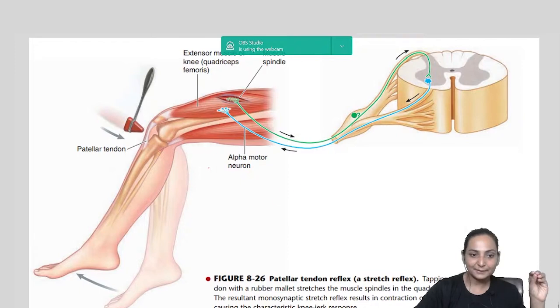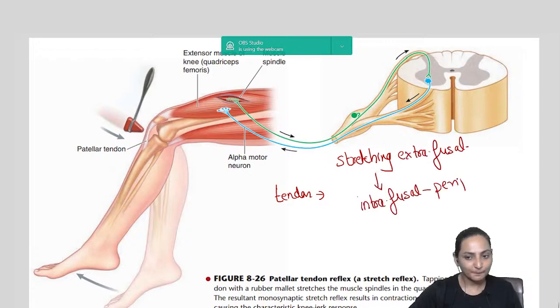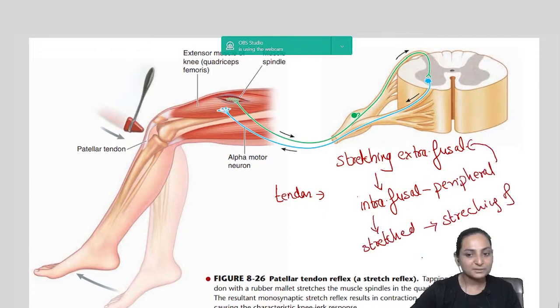When you are giving a stroke on the tendon, what you are doing basically is stretching the extrafusal muscle fiber, right? When you are stretching the extrafusal muscle fiber, the intrafusal muscle fiber, which has the peripheral portion, remains attached to the extrafusal muscle fiber. So this peripheral portion also gets stretched. As this peripheral portion gets stretched, it results in the consequent stretching of the equatorial region.